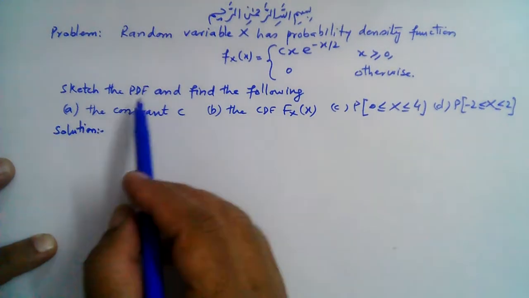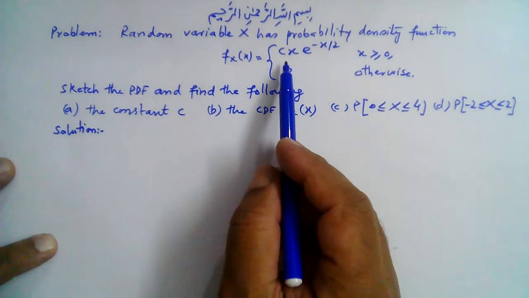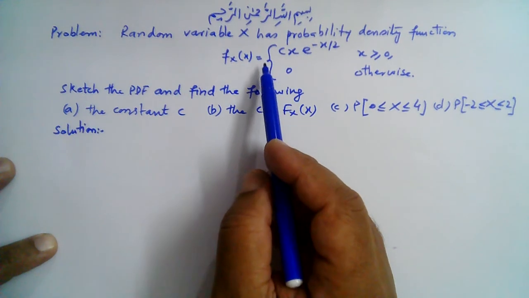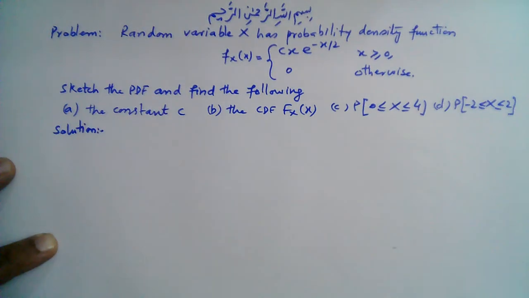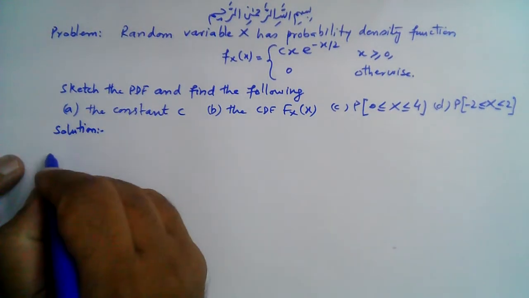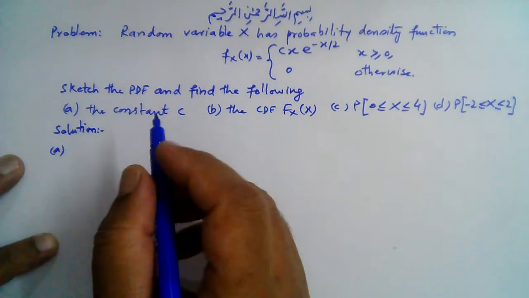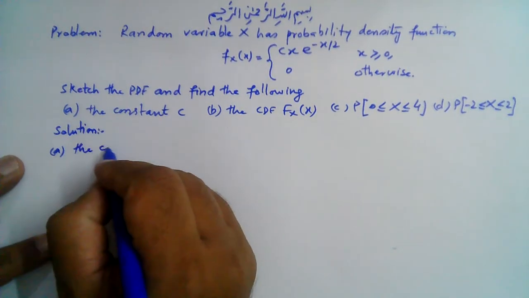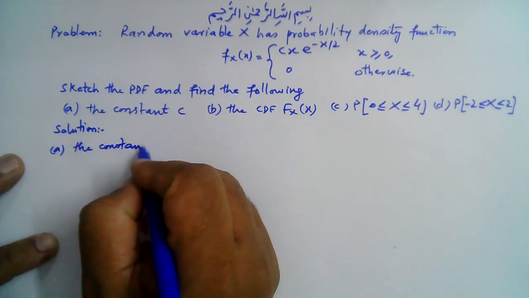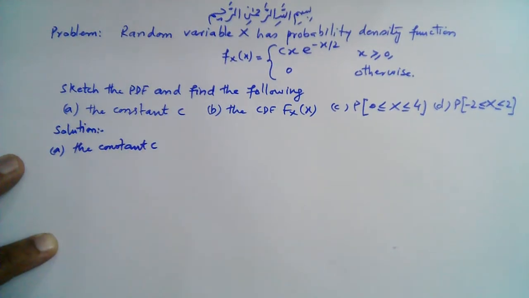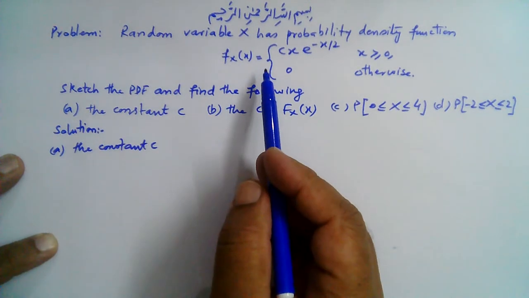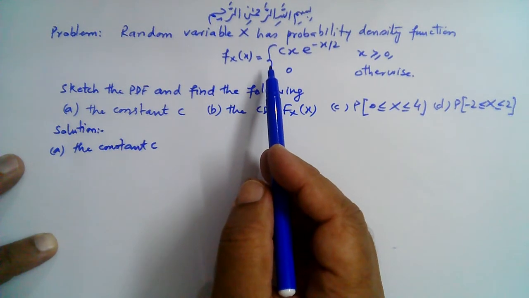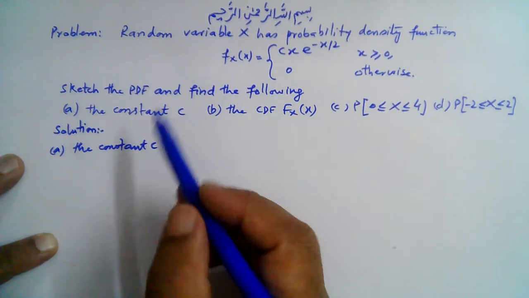Before sketching the CDF, let's find the constant c so that we know the PDF and then we can sketch the PDF. So part A, the constant c. To find the constant c, we use this property of the PDF, that the area under the curve of the complete PDF is equal to 1.